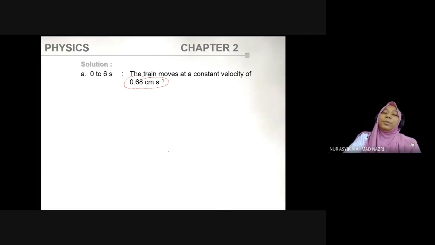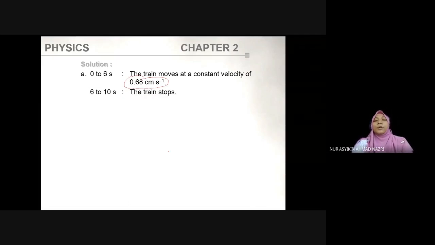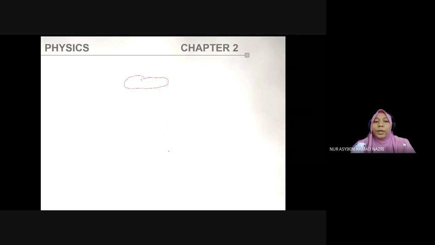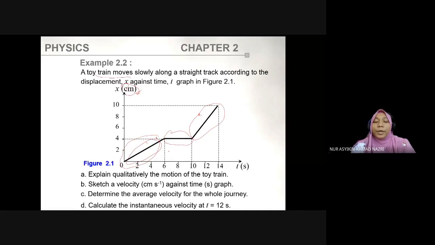So that's why bila dekat explanation you need to give the exact velocity. The constant velocity yang awak cakap tu, dia move dengan constant velocity. Berapa constant velocity dia moving tu? And then the train stops tu no problem lah. Memang satu jawapan je lah. And then kalau kata constant same direction, constant velocity, so berapa constant velocity dia? Okay, macam itulah. That's how we explain the motion of the toy train.